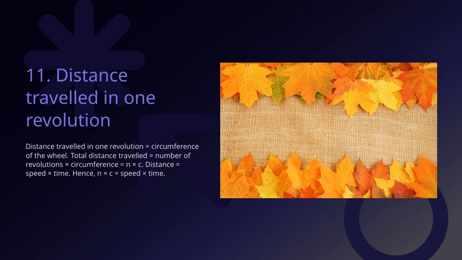Now, connecting this to motion, we know that distance is also equal to speed multiplied by time. So, putting it all together, we get the equation n times c equals speed times time. This relationship helps us understand how rotation, distance, and motion are all interconnected, which is very useful in analyzing how objects move over a certain period.